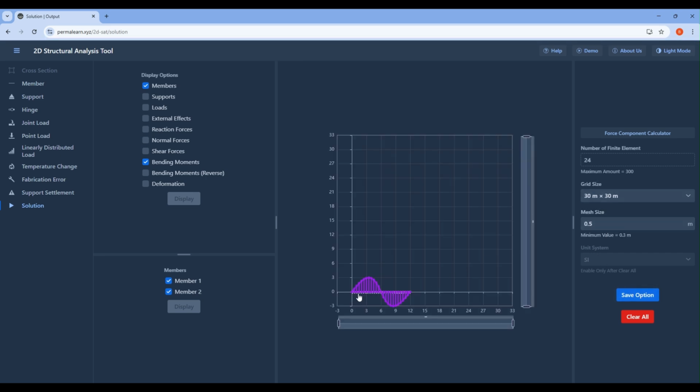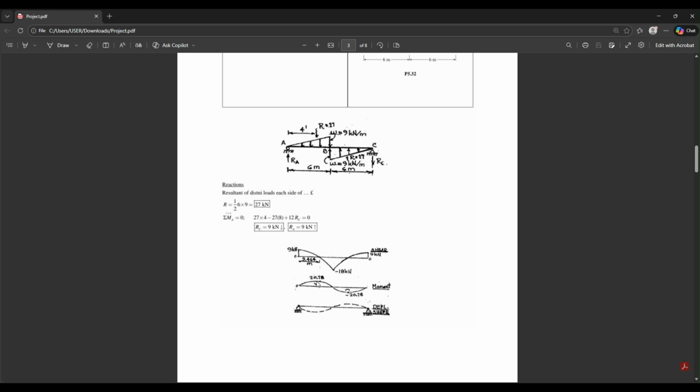And this beam is 12 meters, so if one element is 0.5 meter, 12 meters will be 24 elements, as you can see here. And after we change the mesh size, we can see that the maximum bending moment is changed, equal to 20.78 and -20.78 here. So if we check the solution book, it will be the same, 20.78 and -20.78.